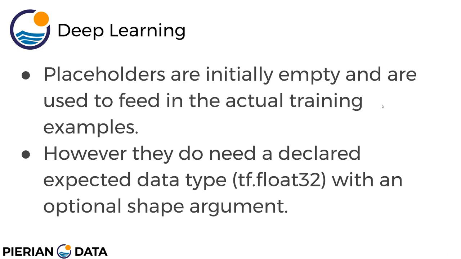However, you should note that they do need a declared expected data type, for example tf.float32, with an optional shape argument. So the placeholder is going to be empty at first, and then your data is going to be fed into that placeholder, a lot of times in small batches. So that placeholder needs to know mainly two things: what the data type is going to look like, whether it's an integer, a floating point number, etc. And then it also needs to know the shape of the data.